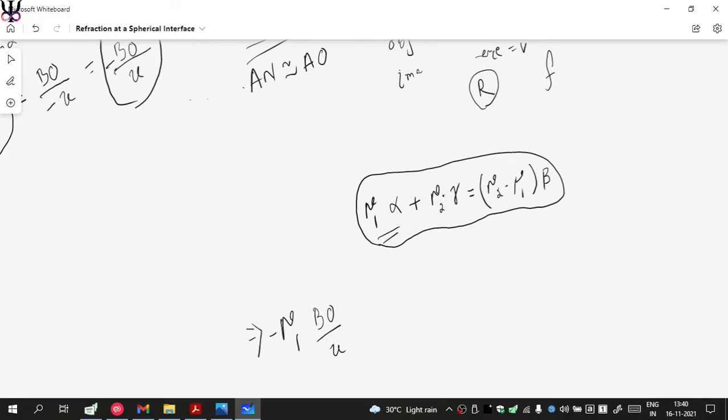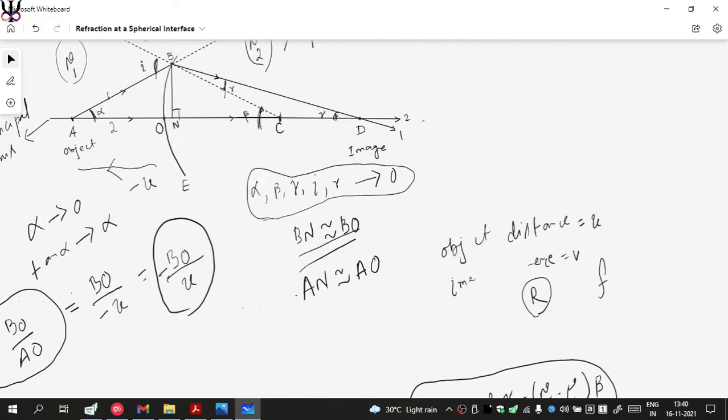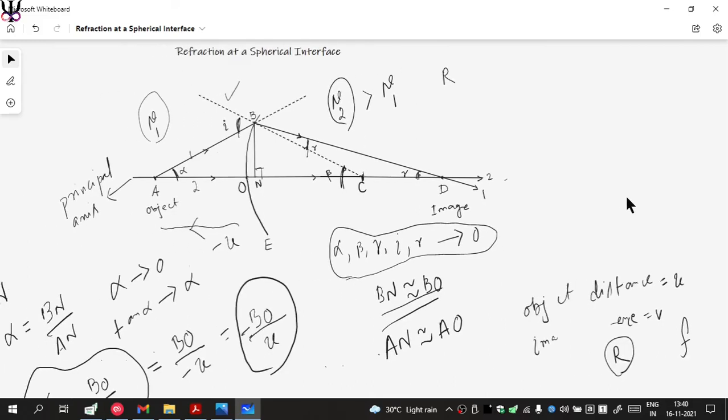Now let us find gamma. If we find the right angle triangle where gamma is there, the triangle would be BND. In the triangle BND, what is tan gamma? Again, BN upon DN.